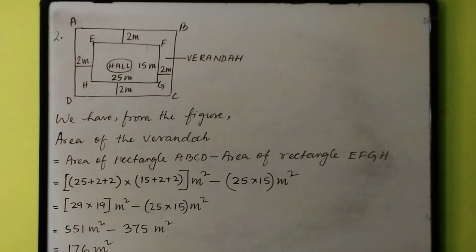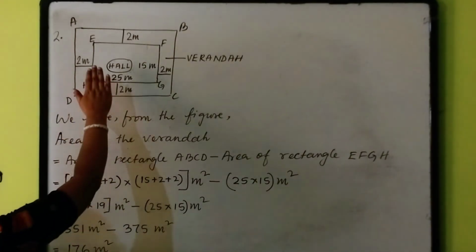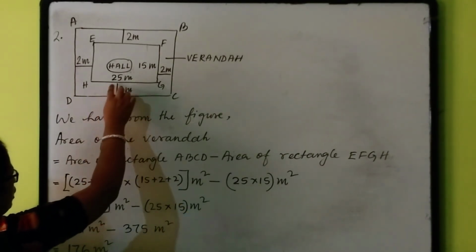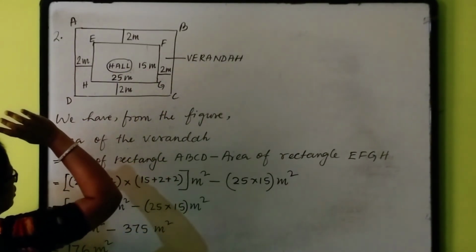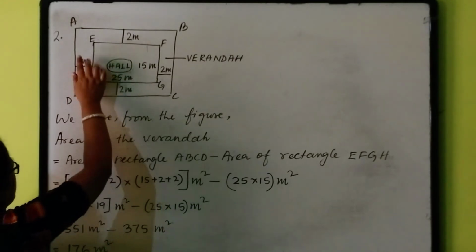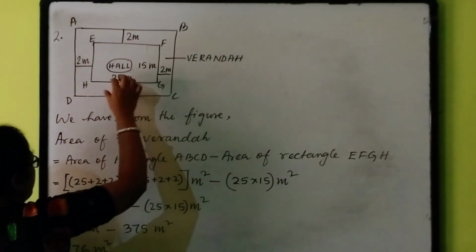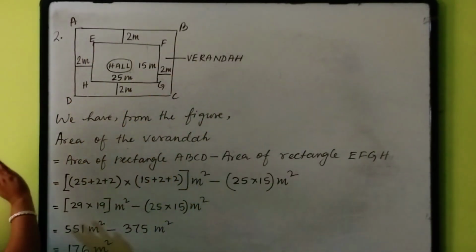Okay, understood? So again I am repeating here. There is one hall of dimension 25 into 15. Okay, 25 meter length, 15 meter breadth. Now this hall is surrounded by a veranda 2 meter wide. Now you have to find out the area of the veranda.